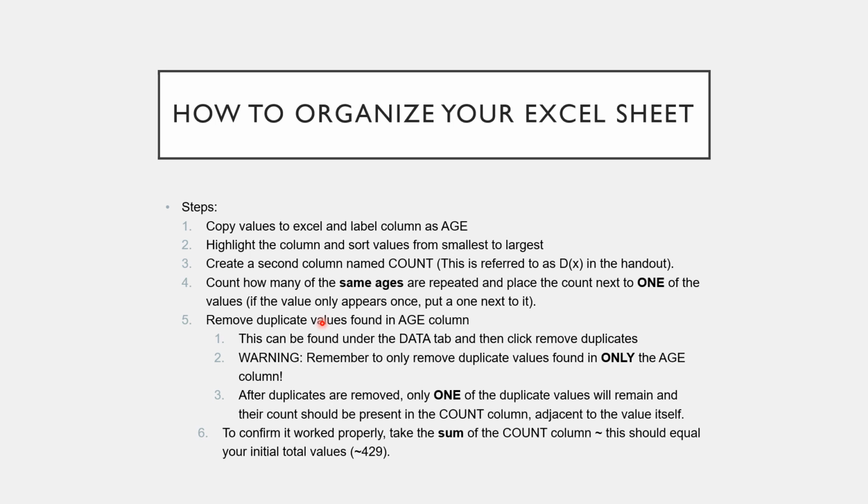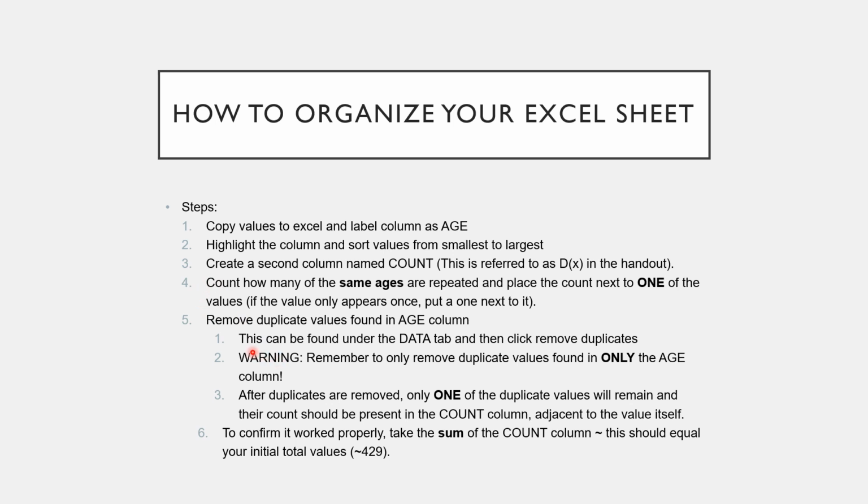So it's not really necessary to put values next to every single value on your Excel sheet. After you've organized everything and counted how many repeated ages you have, with your counts next to them, you're going to go ahead and remove those duplicate values found in the age column.